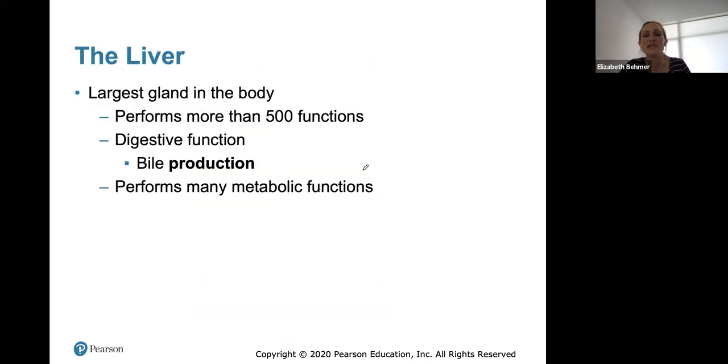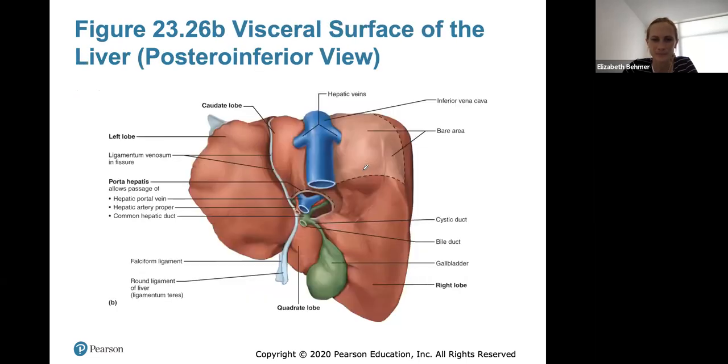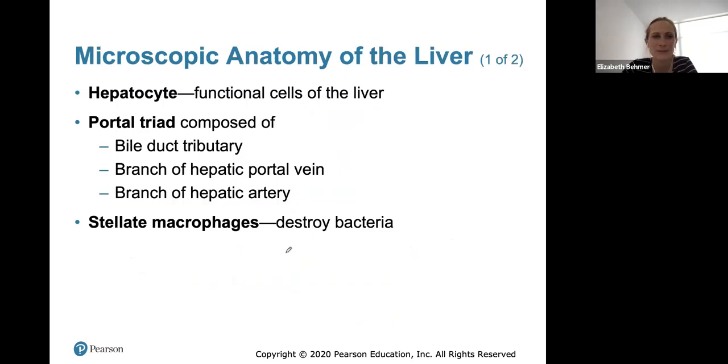The liver then is the largest gland in the body. The digestive function of the liver is that it forms bile, which helps to digest fats. And here's a look at the liver. And the gallbladder is kind of on the underneath side of the liver, and it will store the bile. And the cystic duct connects the gallbladder to the common hepatic duct, and together they will form the bile duct.